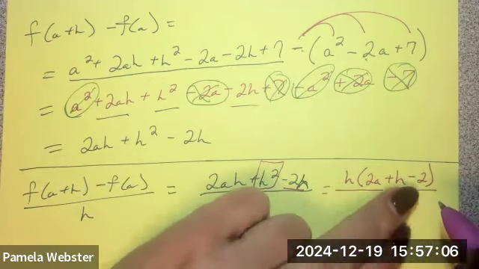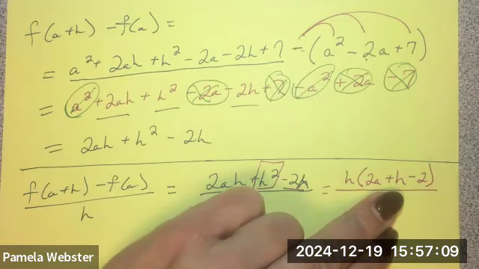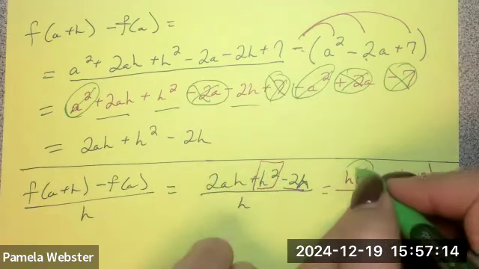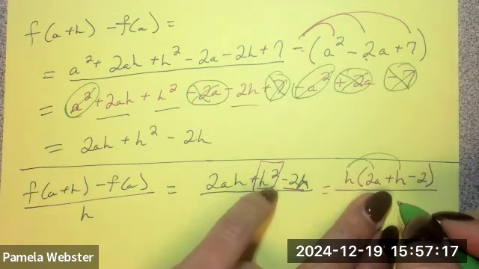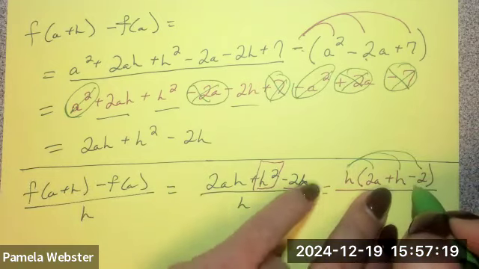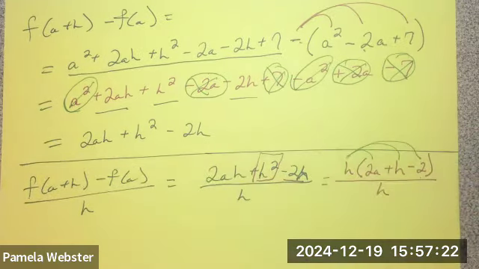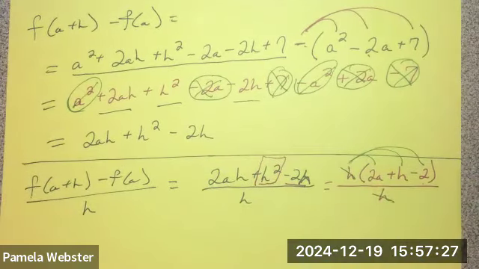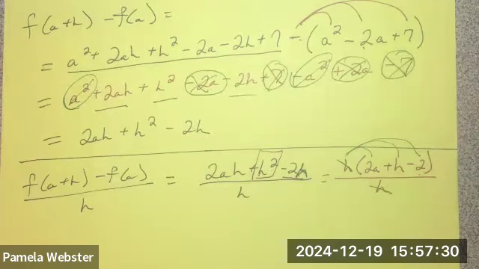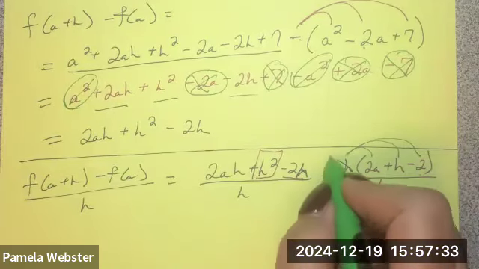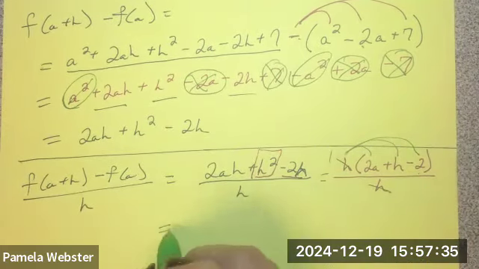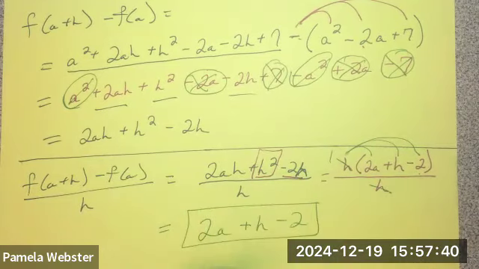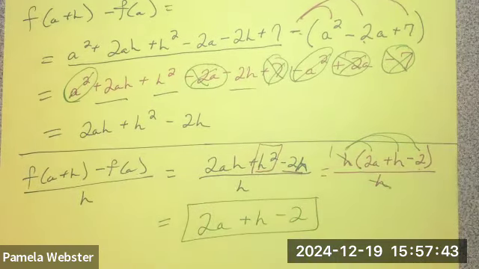Okay. And before we go on to do the rest of this, look at that and say, is that the same as what we just started with? 2ah, yep. H times h, h squared, yep. H times negative 2, negative 2h, yes. Okay, so yes, it is the same stuff we started with. And then, lo and behold, I see, hey, look, those h's will divide. H divided by h is just a 1, right? So what we've got left over here is 2a plus h minus 2. And that is your final answer.